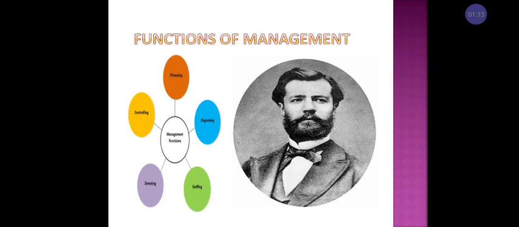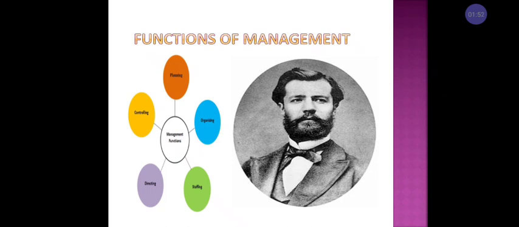All these 5 functions are very important, and they are interconnected, interrelated, and interdependent. That means each function depends on the other function. Planning is very important for organizing. Organizing depends on planning. Staffing depends on organizing. Directing depends on staffing, and controlling depends on directing.